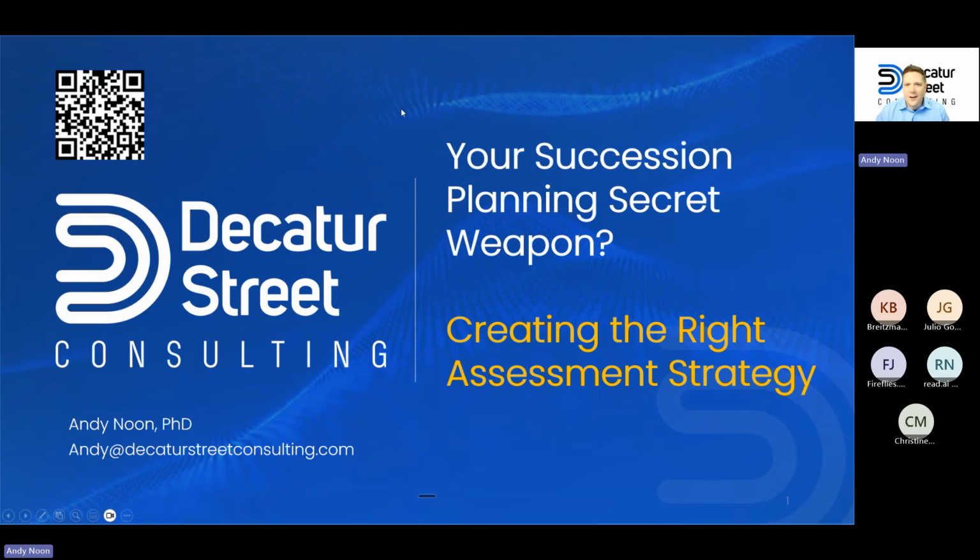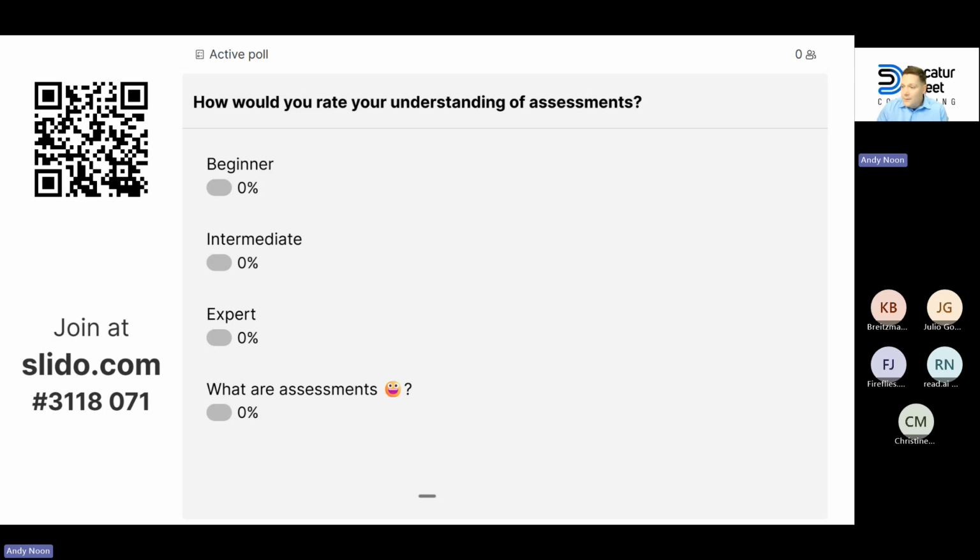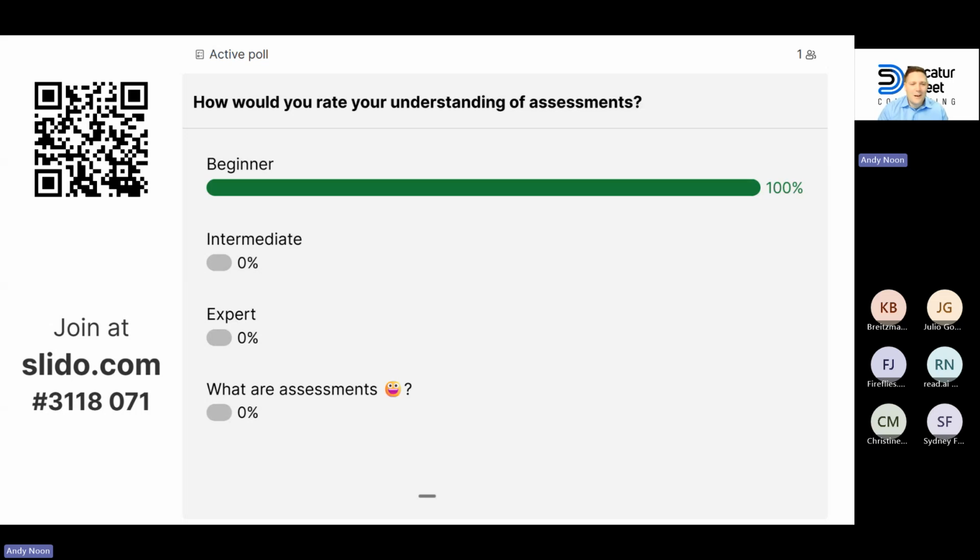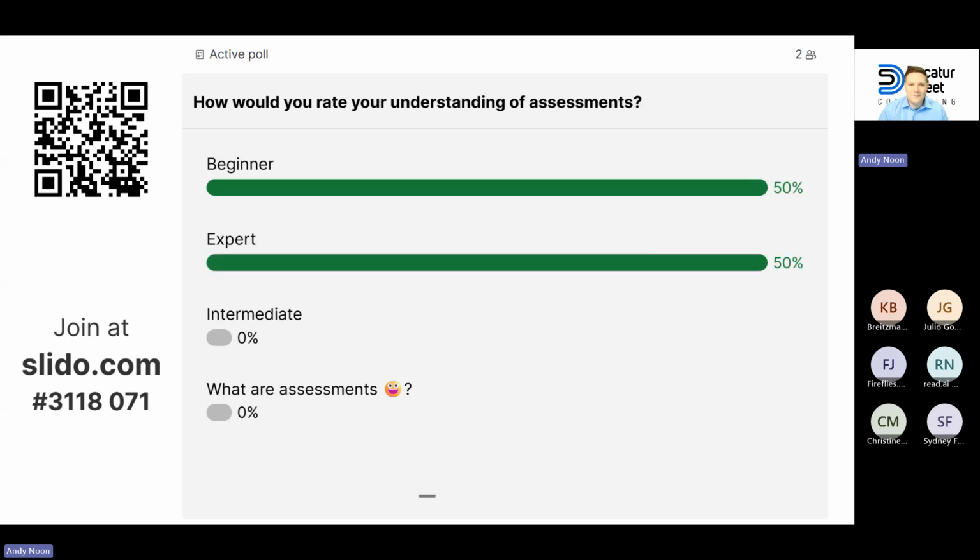Before we get started on the content, since we're talking about assessments, I have a real interest in knowing where you stand with assessments and what your current level of understanding is. So if you have your phone and the capability to scan the QR code, just give me your sense of where you are. Are you a beginner, intermediate, expert? Do you think, what are assessments? I don't even understand quite what the concept is. It would be helpful to get a sense of that.